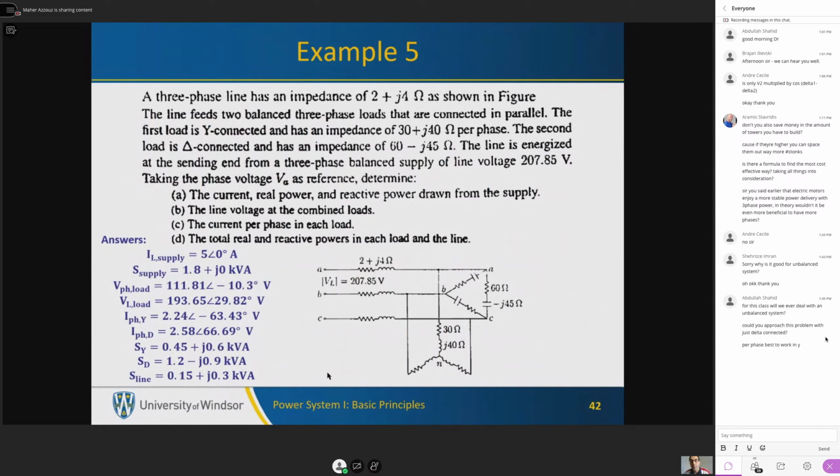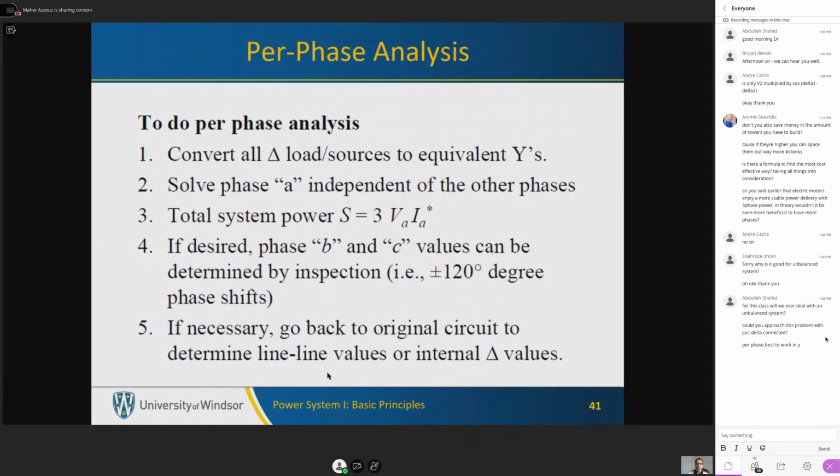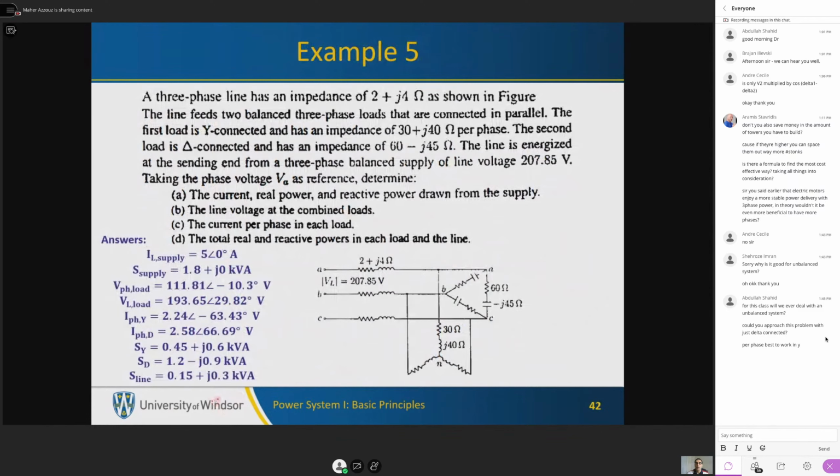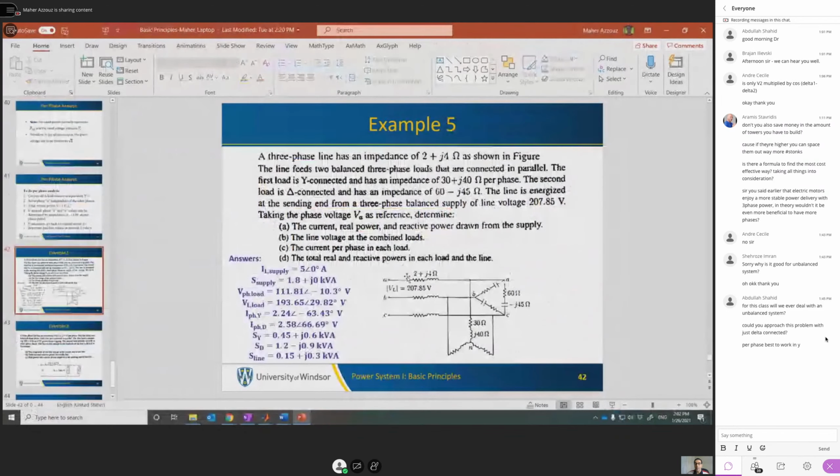We can solve example number 5. I mean, again, to explain the per phase analysis. Already, I discussed all these steps before. So let's begin with this example. Another example here. But in this case, we have two loads. We have a delta connected load and a star connected load. The voltage here is the line voltage, VL, it is 207.85 volts. The line impedance is given. It is here. We got the impedance of the loads. So here we represent loads by their impedances, not by their power consumptions.